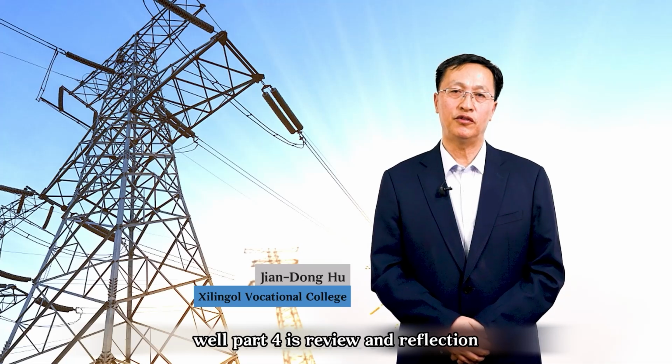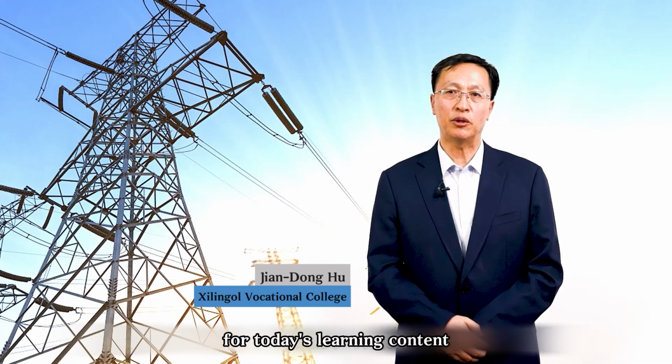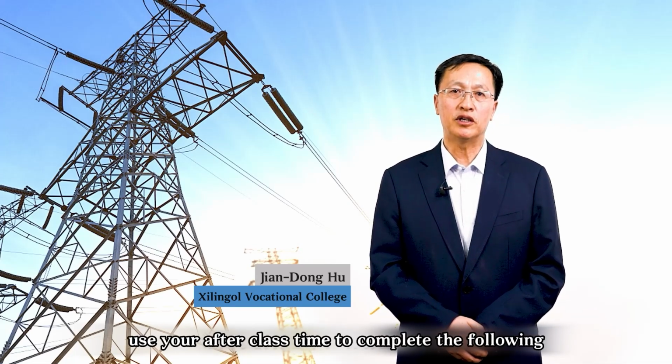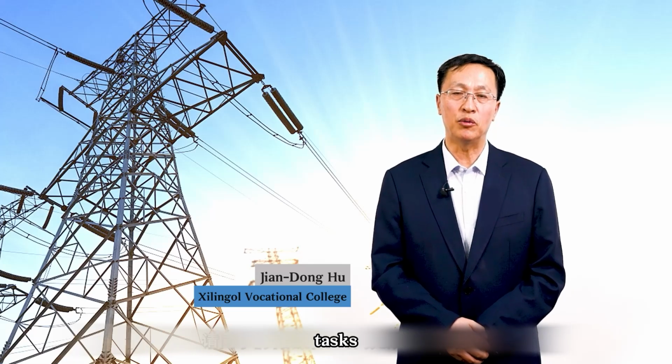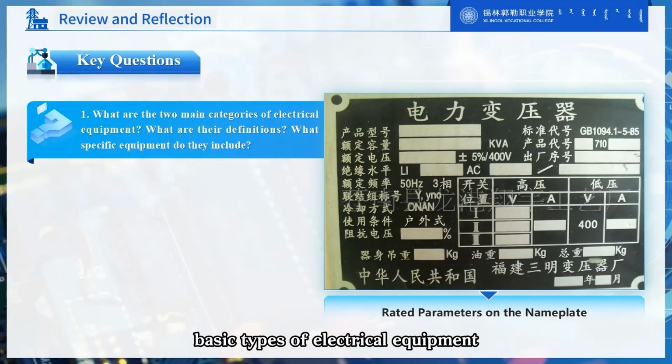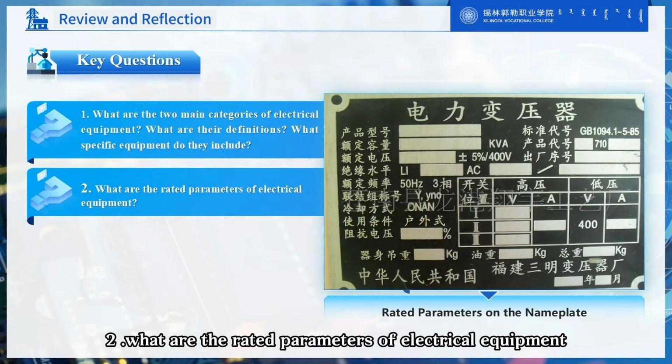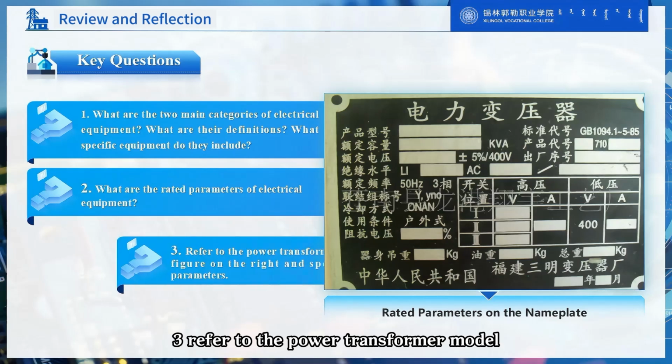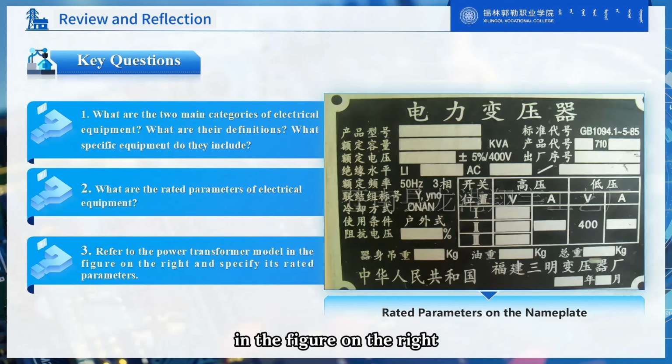Well, Part 4 is review and reflection. For today's learning content, please use your after-class time to complete the following tasks. 1. What are the two main basic types of electrical equipment? What are their definitions? What specific equipment do they include? 2. What are the rated parameters of electrical equipment? 3. Refer to the power transformer model in the figure on the right and specify its rated parameters.